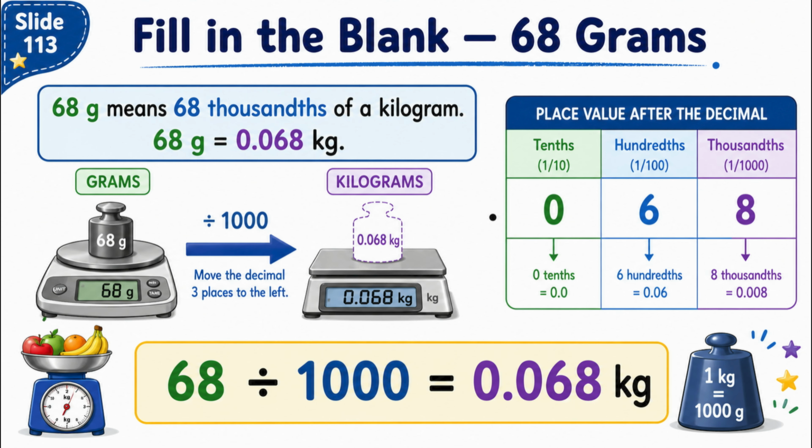Fill in the blank. 68 grams. To convert grams into kilograms, divide by 1,000. 68 grams means 68 over 1,000 kilograms. Since thousandths need 3 decimal places, we write 0.068. So, 68 grams equals 0.068 kilogram.